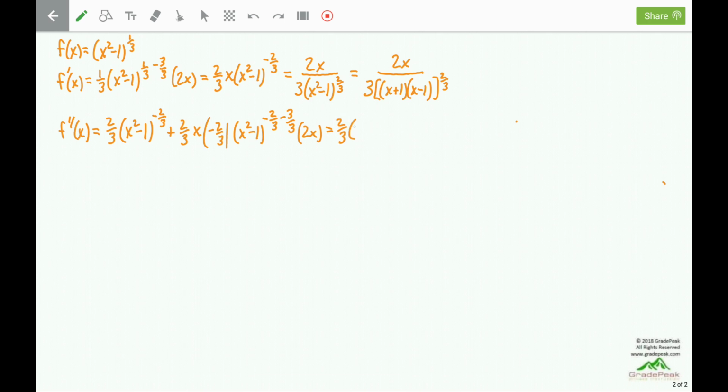The first term we'll leave as is. For the second term, we can put all the constants together. We have a 2/3, a negative 2/3, and a 2. Multiplying the numerators, 2 times negative 2 is negative 4 times the 2 is negative 8. And then multiplying the denominators, 3 times 3 is 9, so negative 8 over 9. There is an x and an x squared. And there is an x squared minus 1 to the negative 2/3 minus 3/3, negative 2 minus 3, negative 5 thirds power.